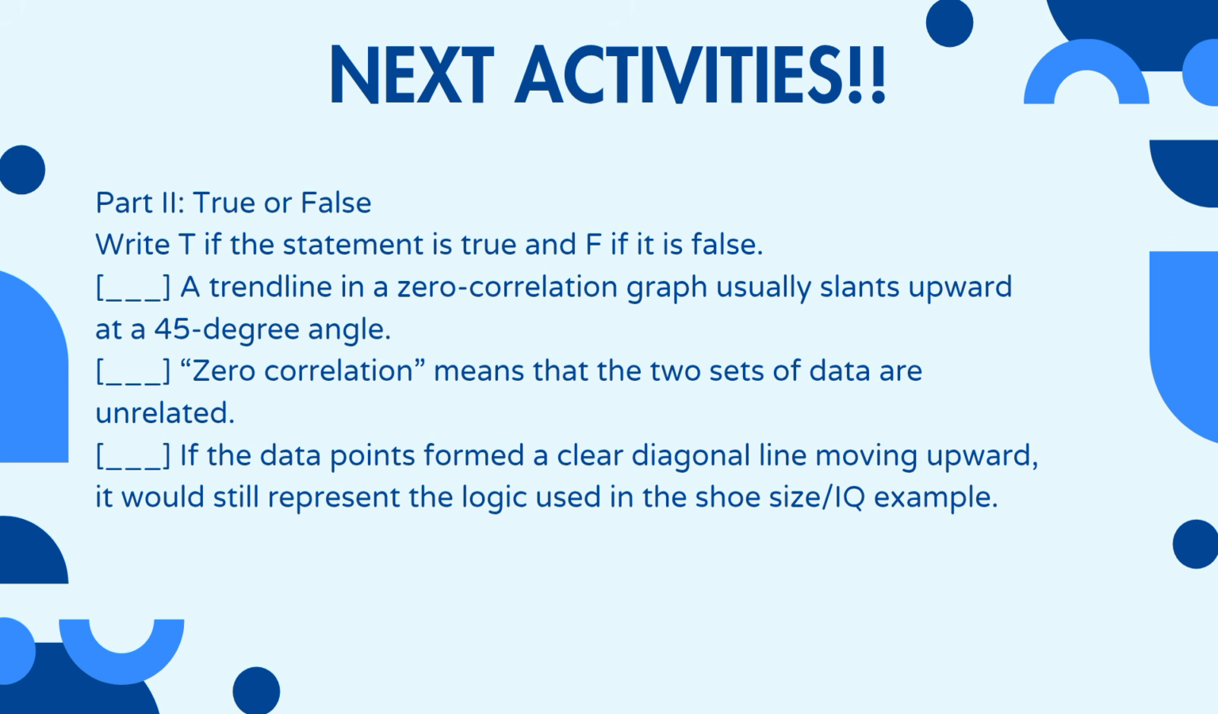Time's up. The answers to this questionnaire are: first is false. It would be a flat or horizontal line. The second is true. And the last is false. That would be a positive correlation.